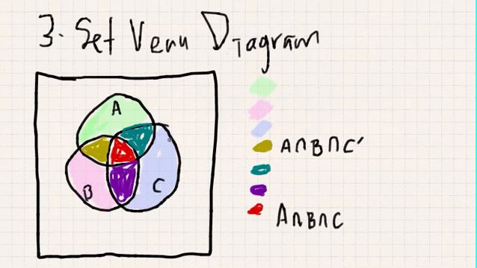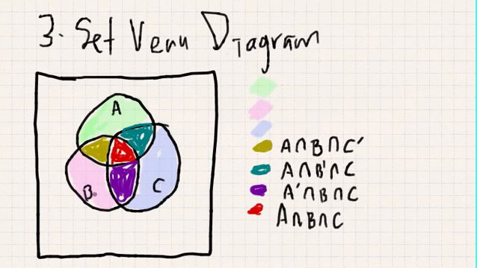Similarly, this bluish piece will be everything that's in A and C, but not B. So that's A and B prime and C. And the purple part is everything in B and C, but not A. So that's A prime and B and C.